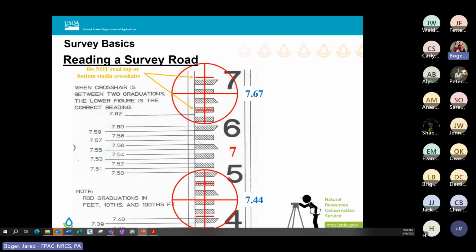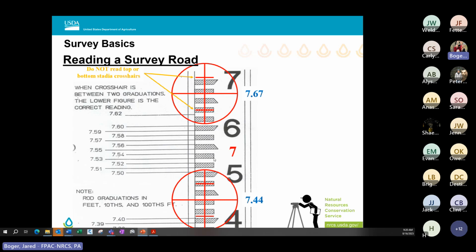So when we're reading a rod, here's 7, right? And so the height of it is 7, and then here's your 6. Let's see, here we go. 1, 2, 3, 4, 5, 6, 7. So that line right there is 7.67. So if you're reading through your Stadia or your laser level and it's in between this, we always want to make sure it's a lower line there.